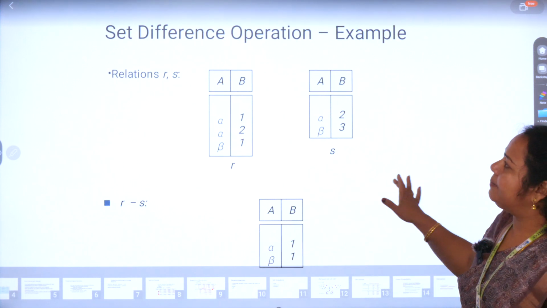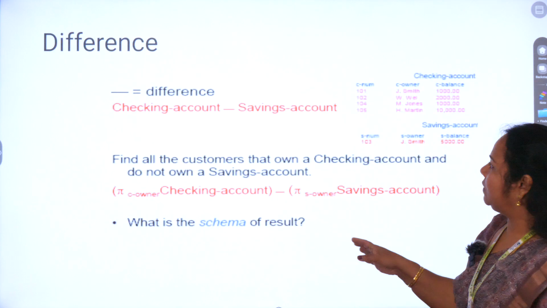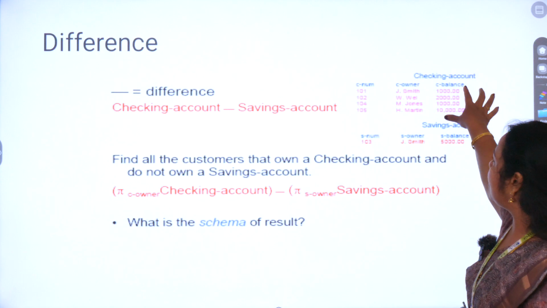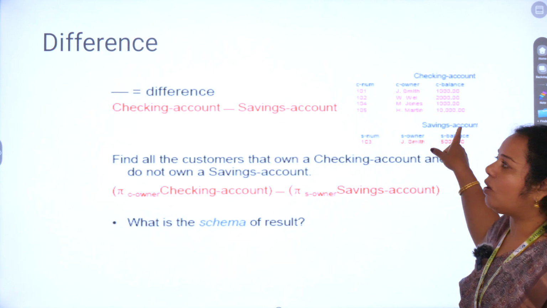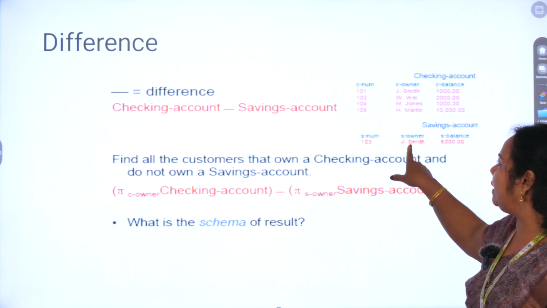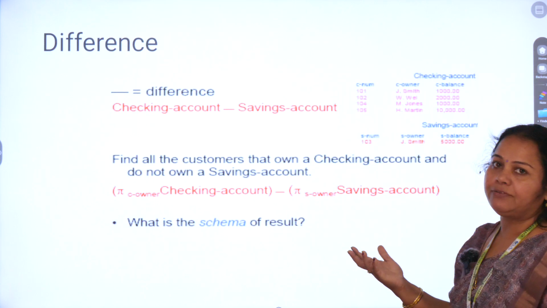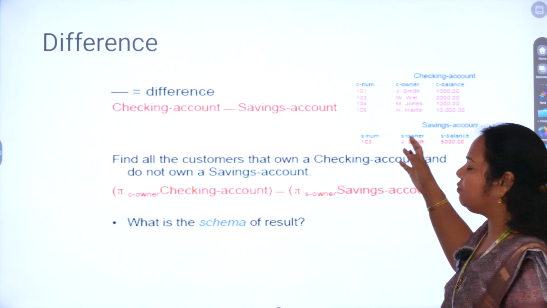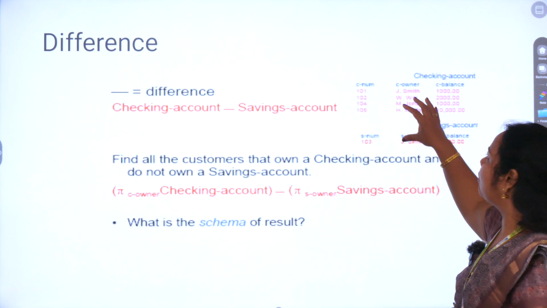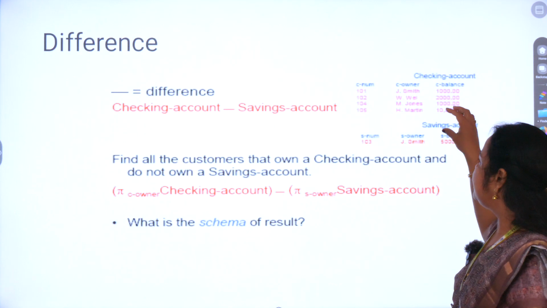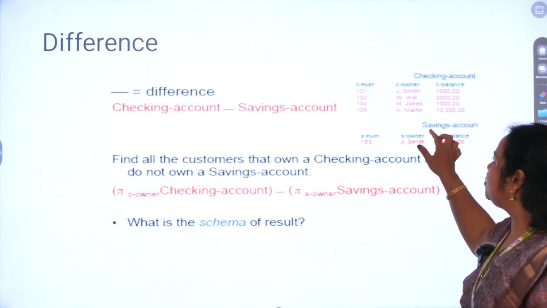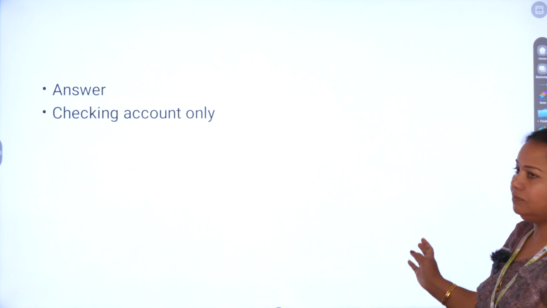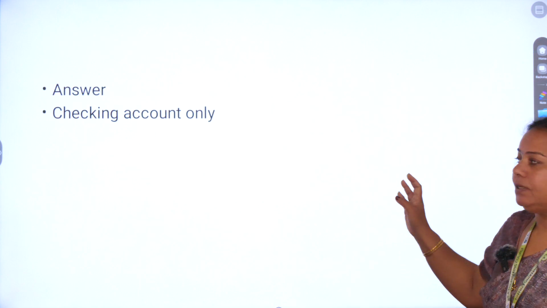I will give an example from relations. Look at here: this is the checking account relation and another relation is saving account. Here there are 4 tuples and here is 1 tuple. How do we find the difference, checking account minus saving account? What will be the answer? Surely we write the elements of A which are not in B. So B elements should not come into A. So the answer will be the checking account relation.